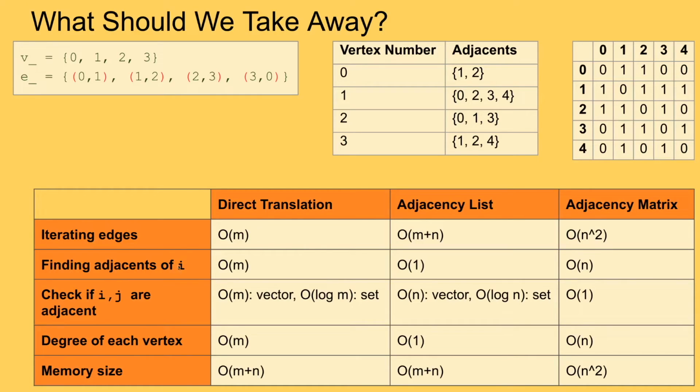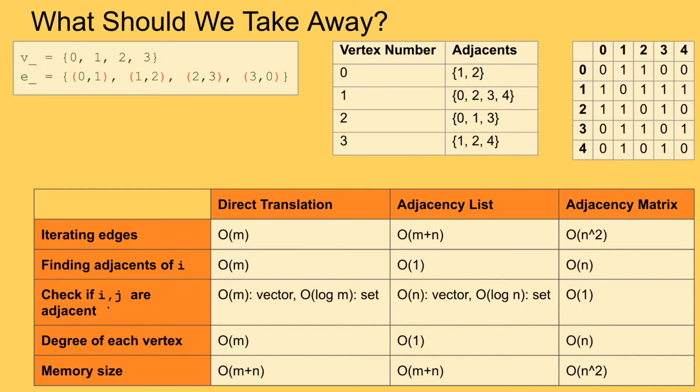Now, if I give you node i and I ask you what are its adjacents, in this method, you have to go through the entire list again. That would take O(m). But for adjacency list, you already have it ready, so that would take O(1). For adjacency matrix, you have to go through one row, so that would take O(n).